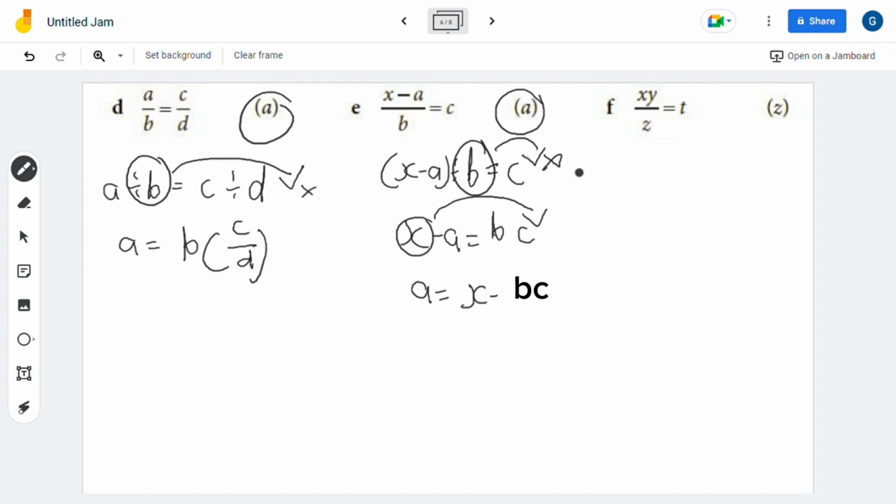Just like that. Okay, the next question, xy over z equals t. We need to make z the subject of the formula. Basically, xy divide z equals t. And to make z the subject, we shift xy over. So it will become z equals xy over t.